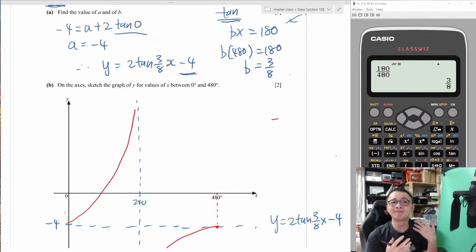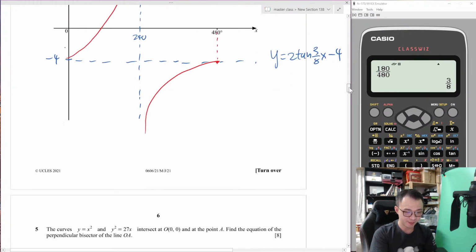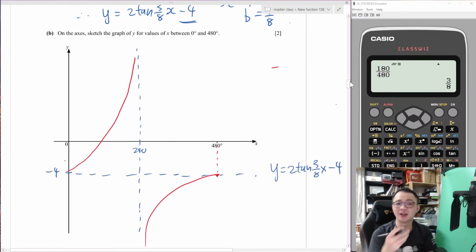Alright, so I will just continue. So this is basically your graph here.